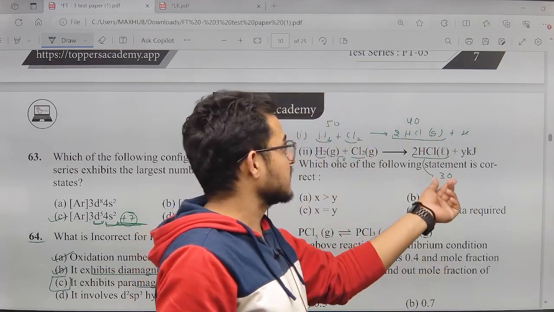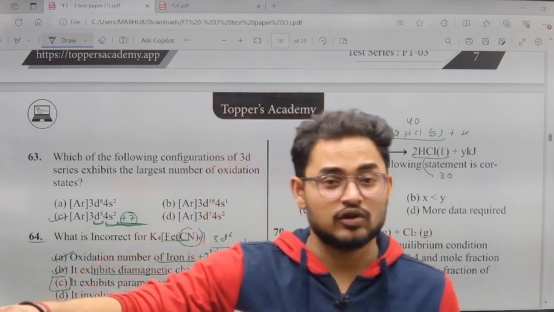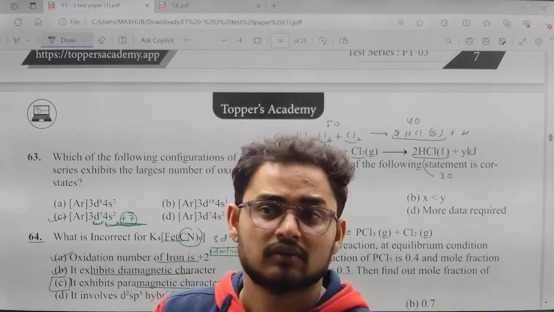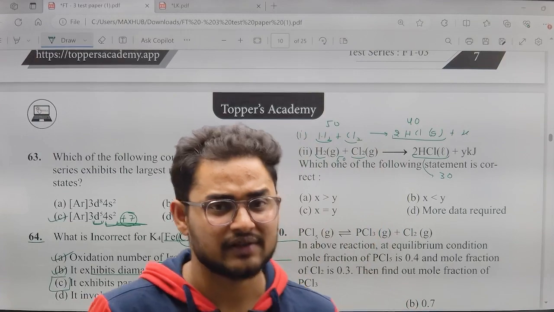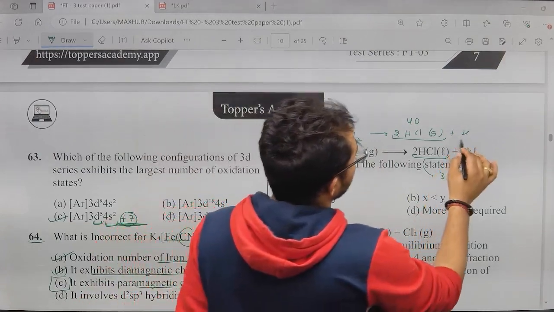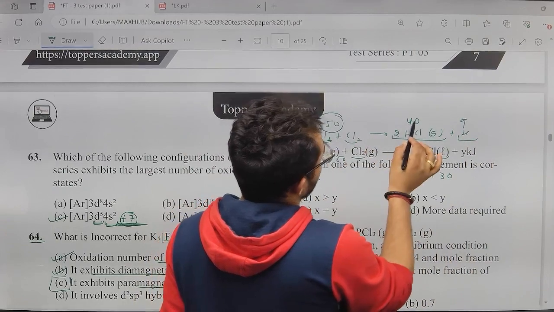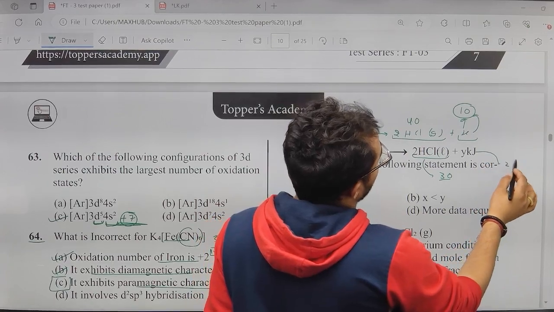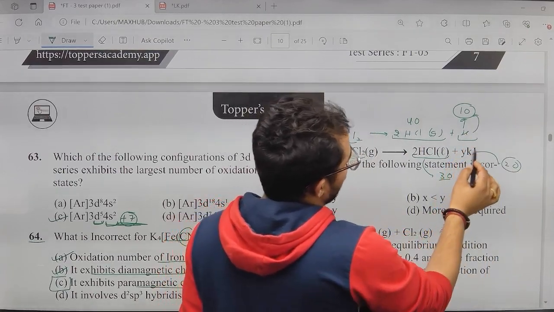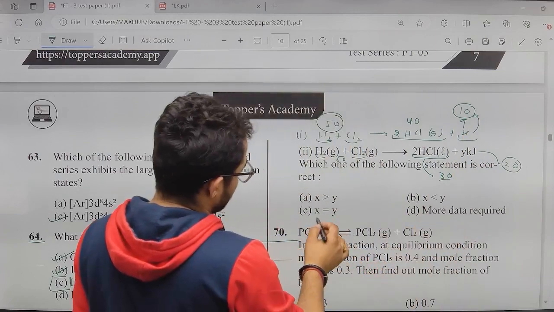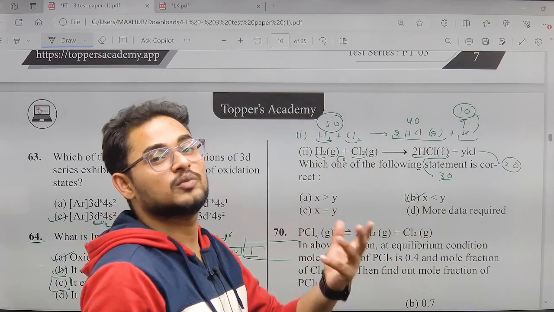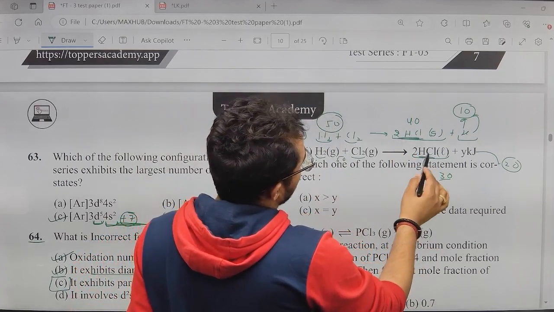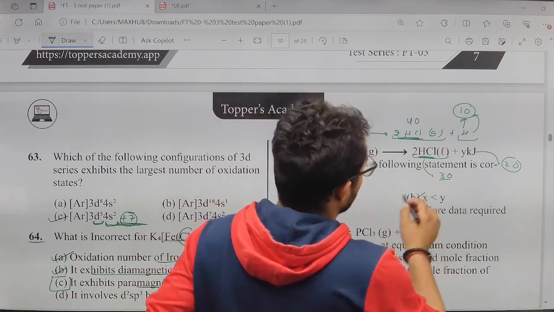I will have to take less energy for the liquid, because in the gaseous state molecules have more energy as they are having continuous random movement. So there will be higher energy in the gaseous state. So what is the value of X here? It is 50 on the left hand side, so 40 plus 10, so X is equal to 10. For the liquid it is 30, so I take 20, so Y is equal to 20. So Y is greater than X. You can assume the answer this way: HCl gas will have higher energy as compared to HCl liquid.